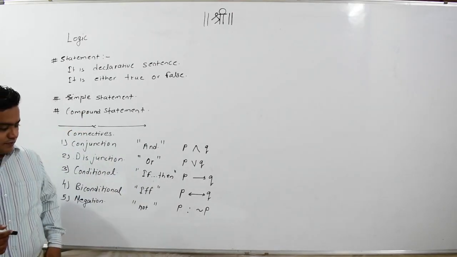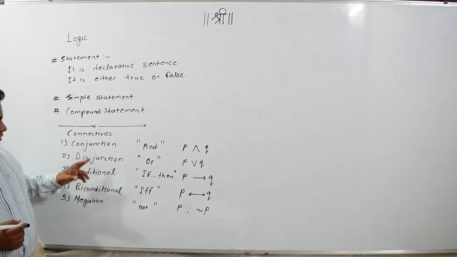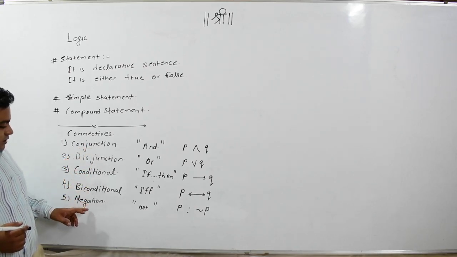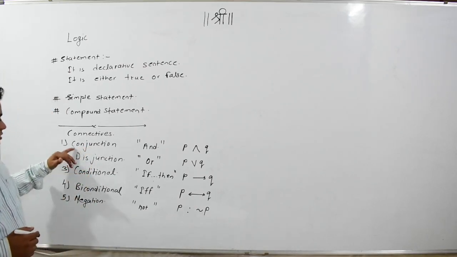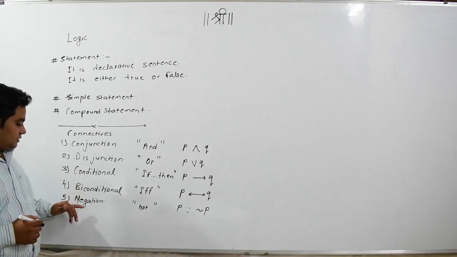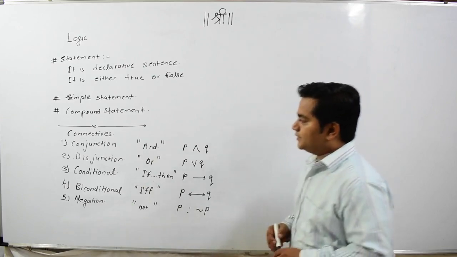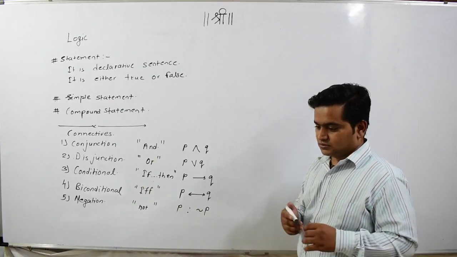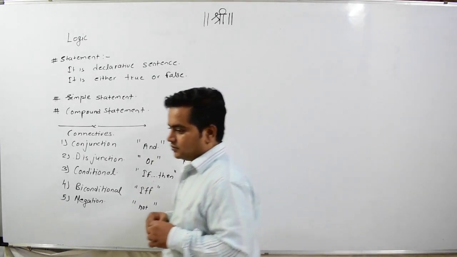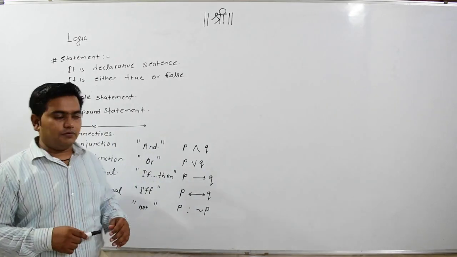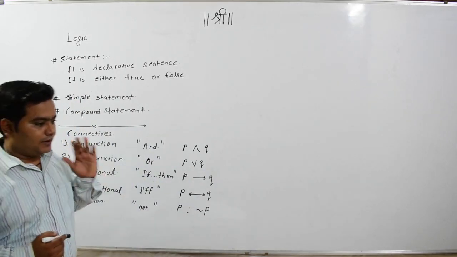So negation is done. Up to this, these are the conjunction, disjunction, conditional, biconditional, and negation. I will repeat: conjunction, disjunction, conditional, biconditional, negation. These five important connectives we just saw, not in depth.